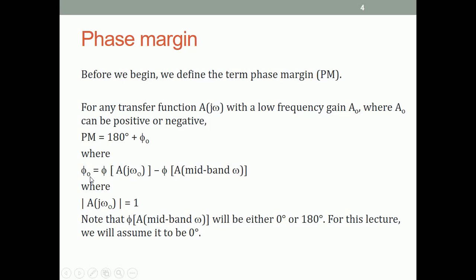Alright, so what is phi 0? With this phase equal to 0, phi 0 is the phase of A at the frequency at which the gain becomes 1. And 180 degrees plus this phi 0 is called the phase margin. Typically, almost always, not always, but almost always phi 0 is negative, and it can be anywhere between 0 degrees and minus 360 degrees, or even more negative. All right.